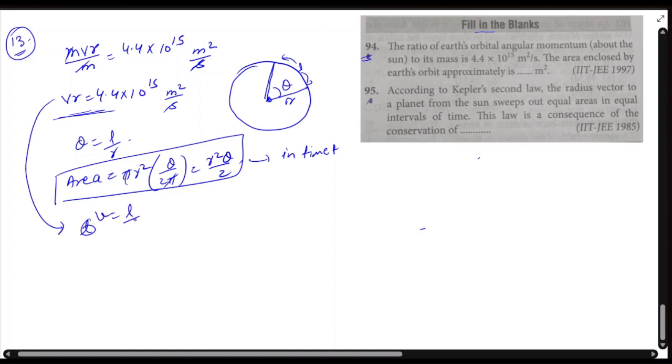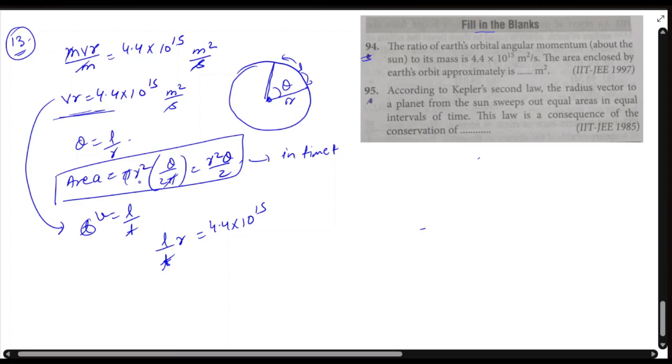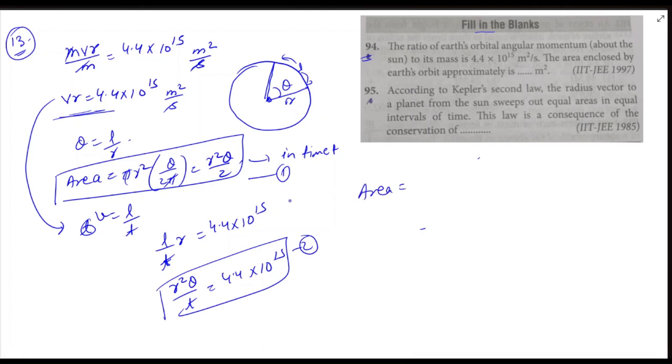So we write v as L by t. So we'll have L upon t, r will be equal to 4.4 into 10 raised to power 15, right? Now look, this L is what? It is r theta. So let's just put it here. So we have r square theta upon t will be equal to 4.4 into 10 raised to power 15. So this will be our first, this is our second. From these, area will be r square theta upon 2, which is 4.4 into 10 raised to power 15 into t upon 2.